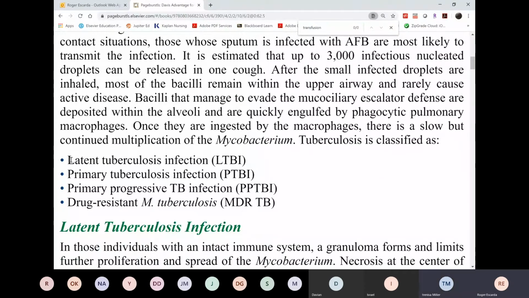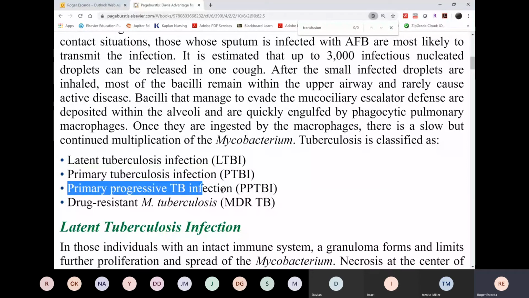So TB can be latent. Latent TB infection is when you're exposed to the disorder, but you're not sick, meaning you're not symptomatic. Therefore, if you're not symptomatic, you're not contagious, but you do have it inside you. Primary TB infection is the active TB, meaning you have it.